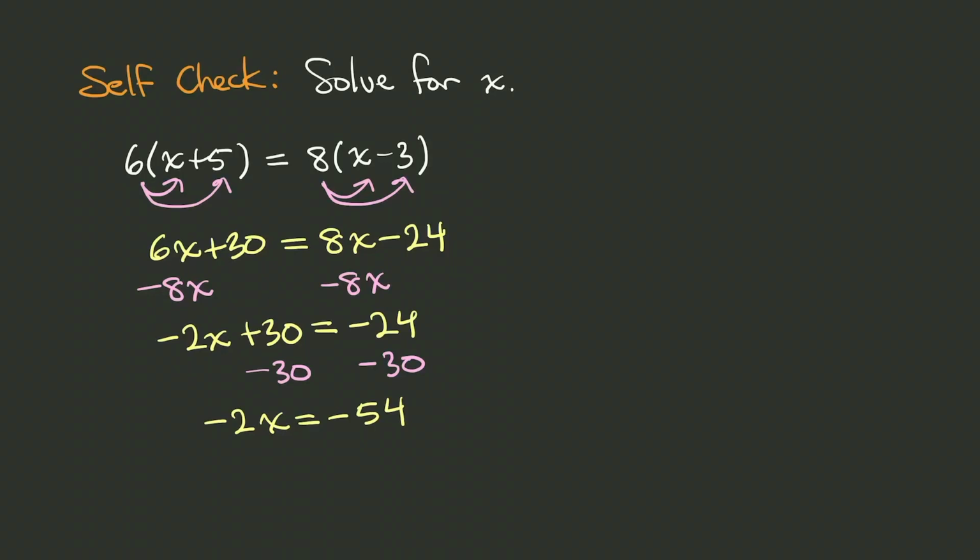So now we can divide both sides by negative 2. And then x is equal to negative 54 over negative 2, which is the same as 54 over 2, which is 27.